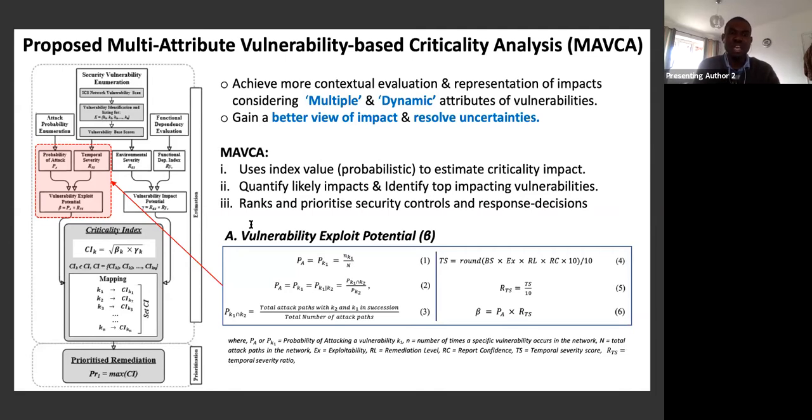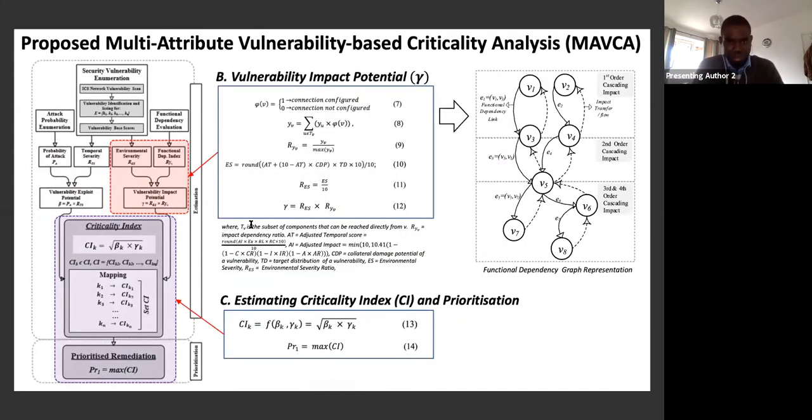So the model we have combines a couple of quantitative approaches, formulas for this. So we look at the probability of attack with respect to the components, and then consider the cases of multiple occurrences of that vulnerability in the evaluation of that probability. And then on the other side, in order to understand the vulnerability impact, which is the next point, I just want to rush this quickly so that we would have time for questions.